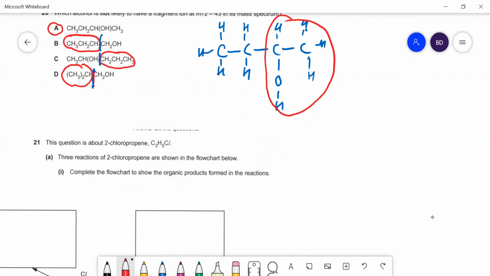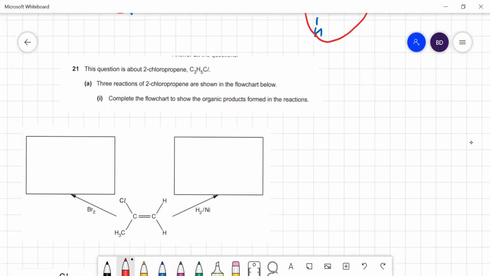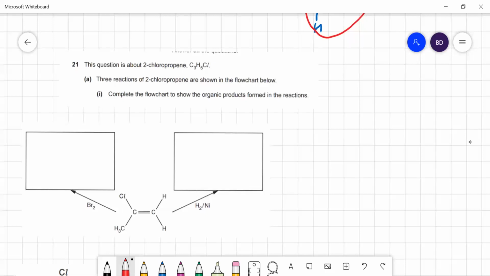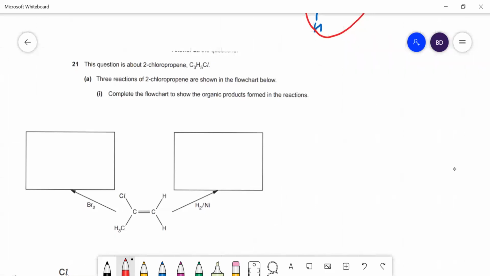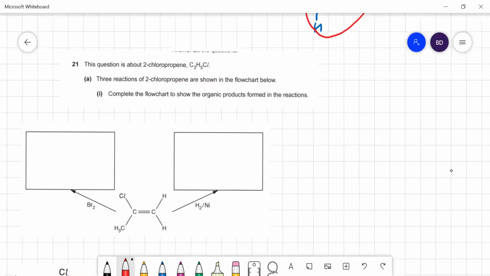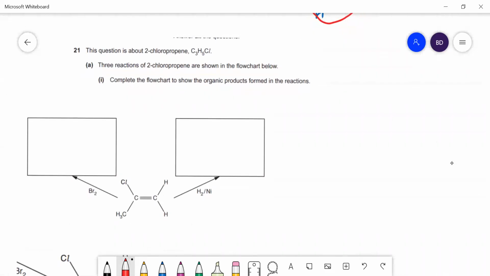Question 21, off the multiple choice now. This is just the first section B question. Question is about 2-chloropropene, which they've drawn here. Complete the flowchart to show the organic products. So we start off there. Hydrogen and nickel catalyst, what happens? You'll break that double bond there, and you'll stick a hydrogen to each carbon. So the product is going to look like this.